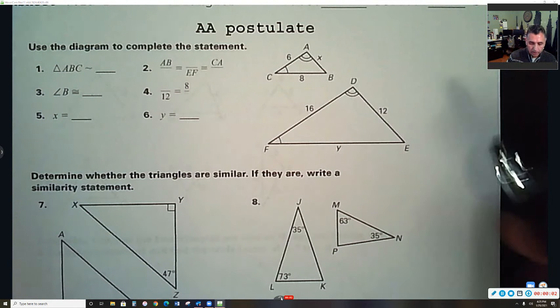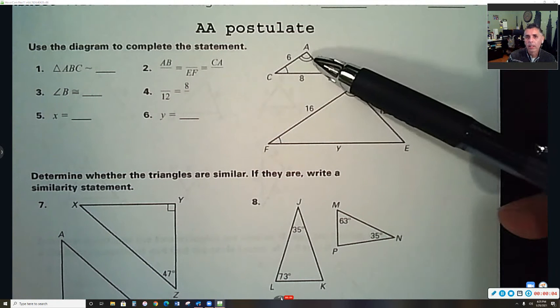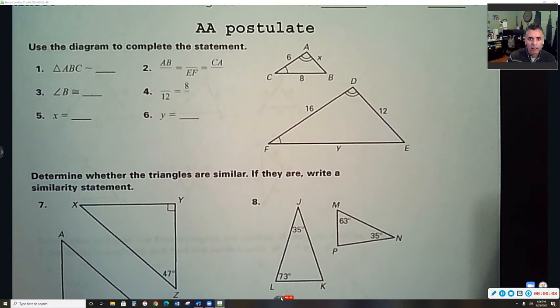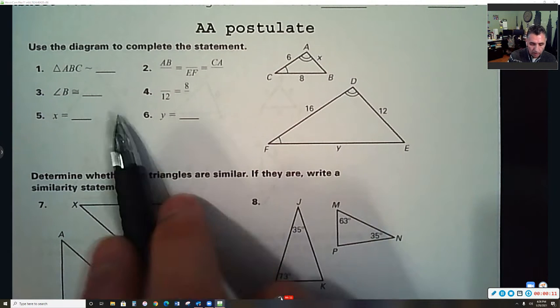Hey everybody, so on the front side of this page, it's all dealing with angle postulates, so you should think that. So let's look at number one.